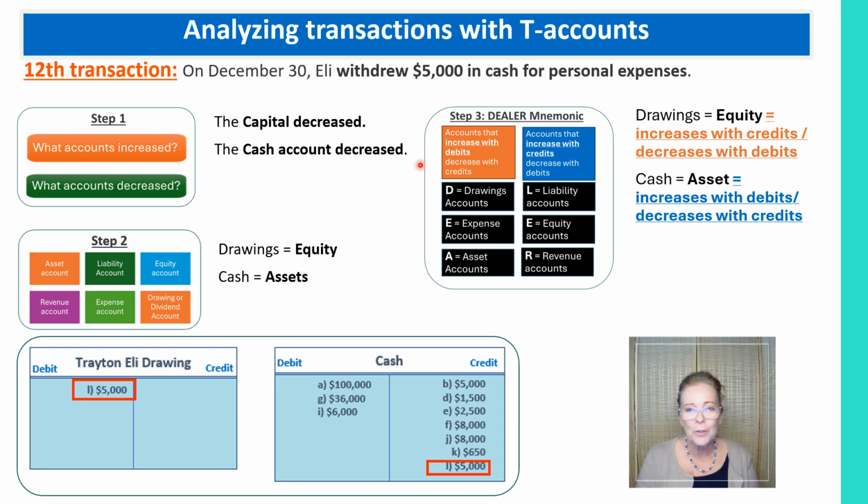We'll now write this transaction using T accounts. We'll set up a new account for Trade and Eli's drawing and write the transaction ID of L and the amount of $5,000 into the debit column of the drawing account, because we determined in step 3 that we would debit the drawing account. The amount for the cash account decreased, and cash is an asset. We learned in step 3 that asset accounts decrease with credits on the right side of the T account. We find the T account for cash and write the transaction ID L and the amount of $5,000 into the credit column of the cash T account.